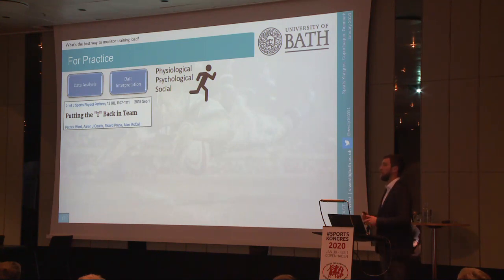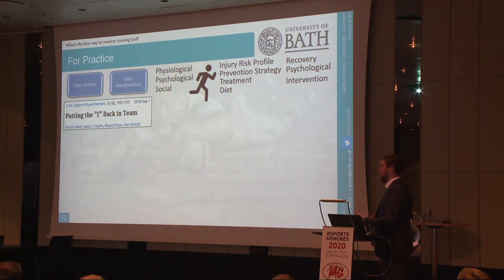So when it comes to applying injury prevention strategies, treatments, diet, recovery, and psychological intervention, we can't just apply the same thing to everybody. We need to think about the individual, and we need to make sure that we're appropriately addressing that. And this quite nice paper came out and showed some good ways to be able to do that.